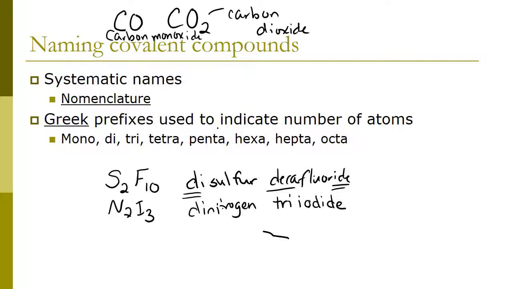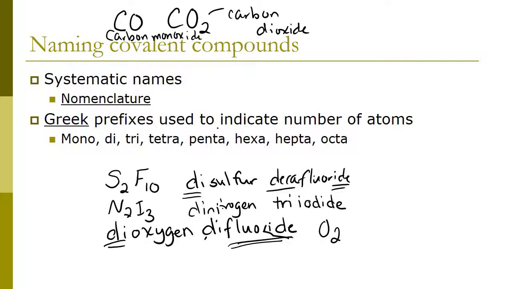Now, with these, it's actually really easy to go backwards. If you know the name, it's really easy to figure out what the formula is. For example, let's try this one: dioxygen difluoride. On this one, I have oxygen, and how many are there? We use the prefix di, so that means that we have 2 oxygens. And then I have fluoride. Fluoride is just fluorine. And how many fluorines are there? There's 2 fluorines also.